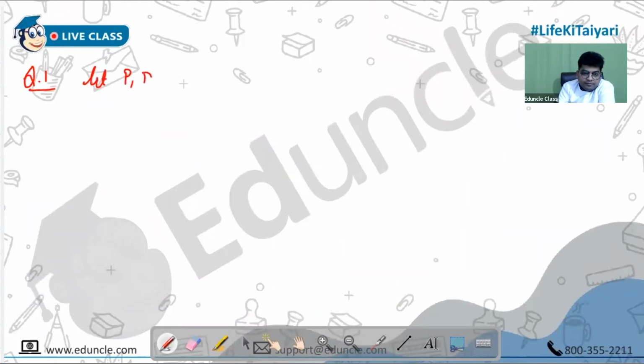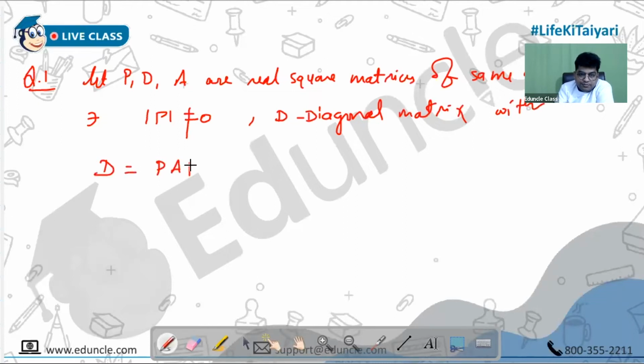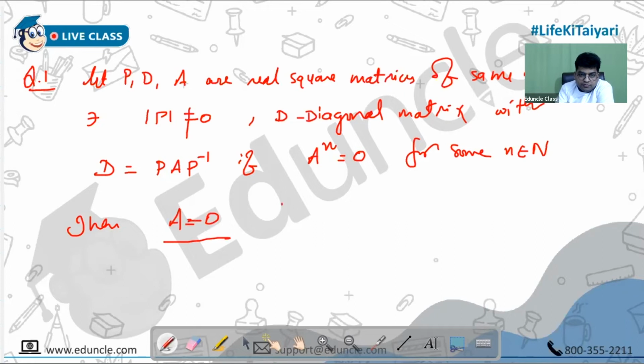Let P, D and A be real square matrices of the same order, such that P is invertible, non-zero, and D is a diagonal matrix, with D equal to P inverse A P. If A raised to power n is 0 for some n belongs to N, then A is equal to 0. Is this true or false?